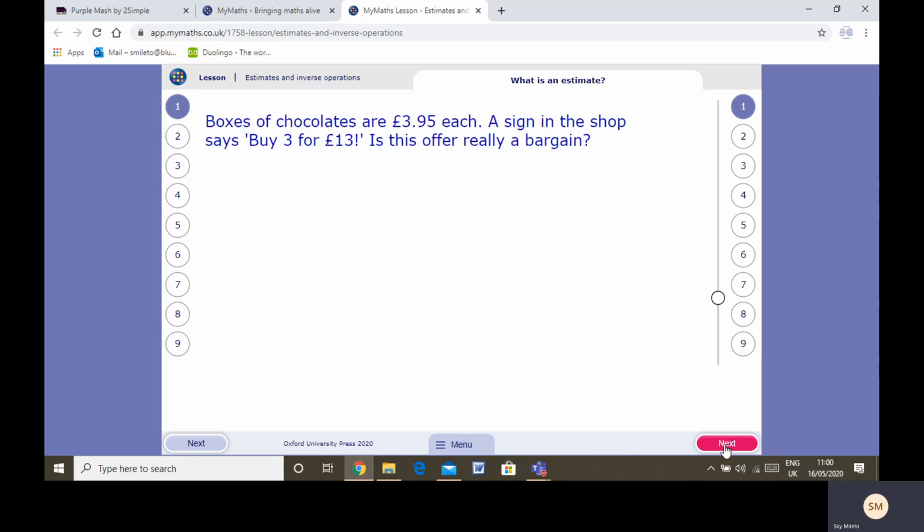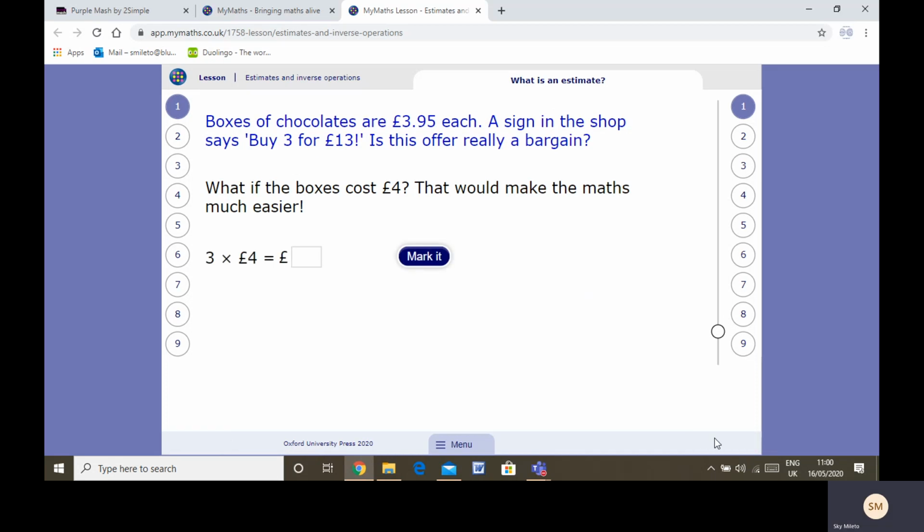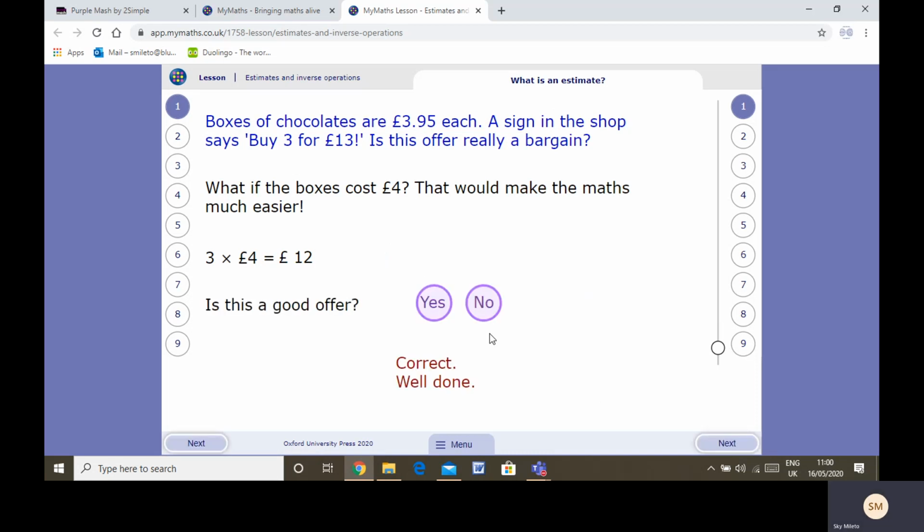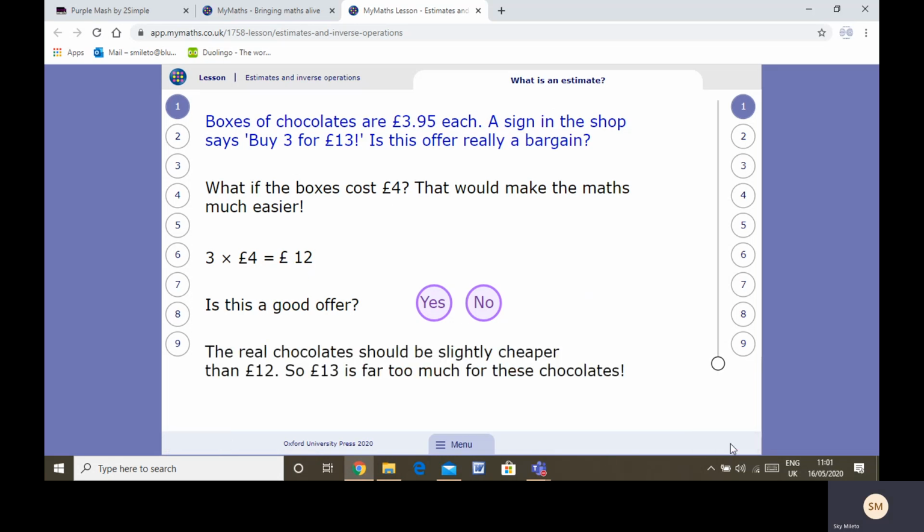Boxes of chocolate are £3.95. The sign on the shop says buy 3 for £13. Is the offer really a bargain? So what I'm going to do is round £3.95 up to £4 because it's very close to £4. It's only 5p off £4. So if they cost £4, I would know that 3 boxes would be £12, because 3 times 4 is 12. However, they're saying buy 3 for £13 and £3.95 is less than £4. So is it a bargain? No, because it should be less than £12, not £13. The price is going up.